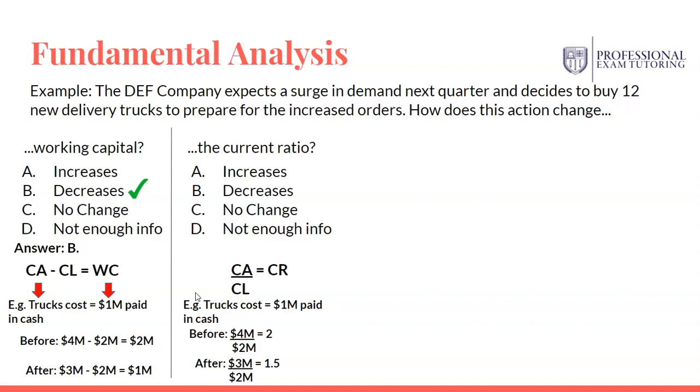And if the current assets are decreasing because we're paying out cash, remember, and cash is a current asset, current assets come down to $3 million, but again, no change in current liabilities. So our ratio goes from 2 to 1.5 because we had 4 million over 2 million, which equals 2 before, and now we have 3 million divided by 2 million, which equals 1.5. So the current ratio also happens to decrease, which leaves us again with the answer B.